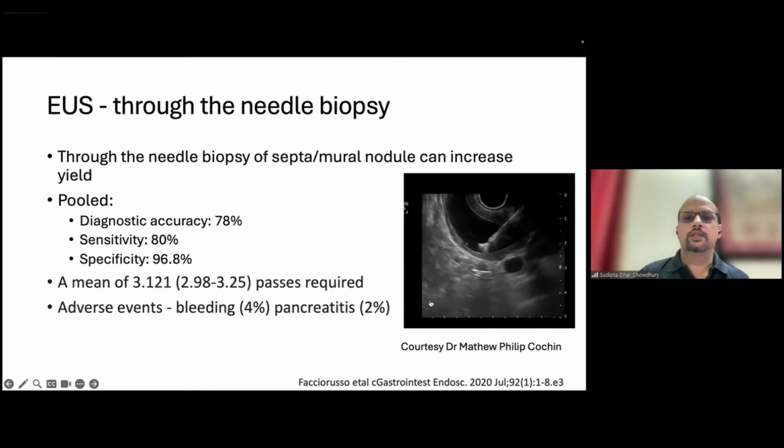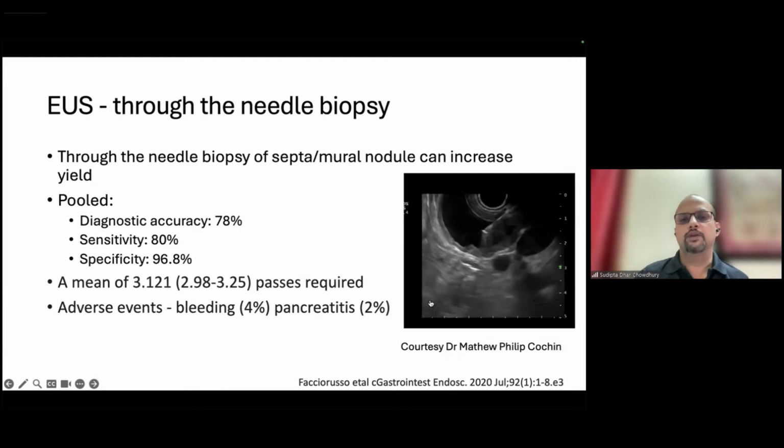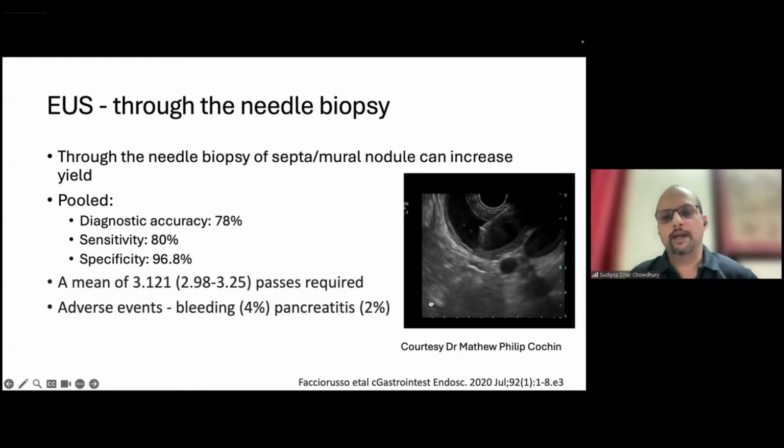Now, an addition to this has been the use of through-the-needle biopsy forceps. Through-the-needle biopsy forceps can be used to biopsy either the septa or the mural nodule, to increase the sensitivity. It is done by passing a forceps through a 19-gauge needle into the cystic lesion, and biopsying either the mural nodule or the septum. The diagnostic accuracy of this technique is 78%, sensitivity is 80%, and specificity is 97%. A mean of three passes is required to improve the accuracy. However, this comes with risks, including bleeding from the cyst wall as well as pancreatitis.